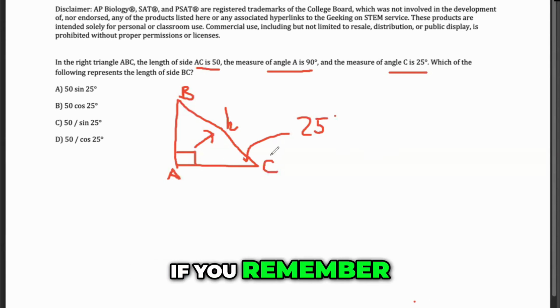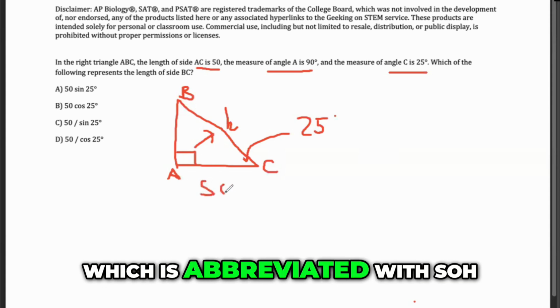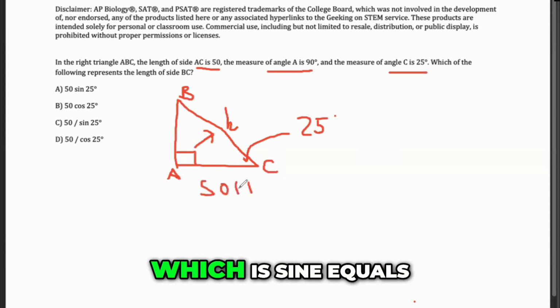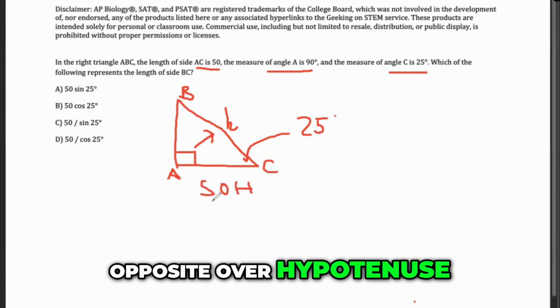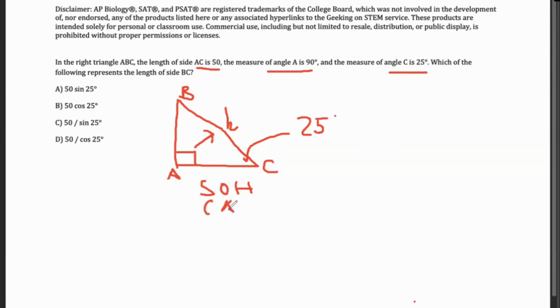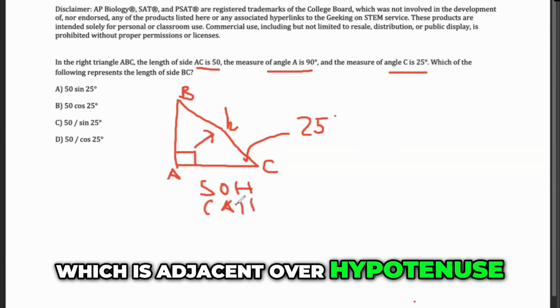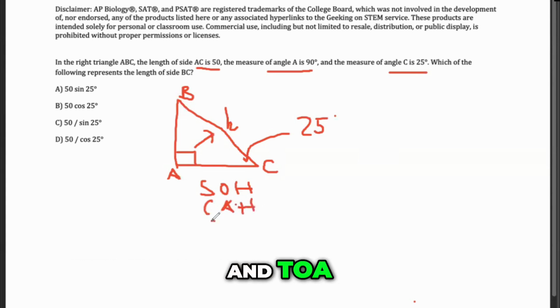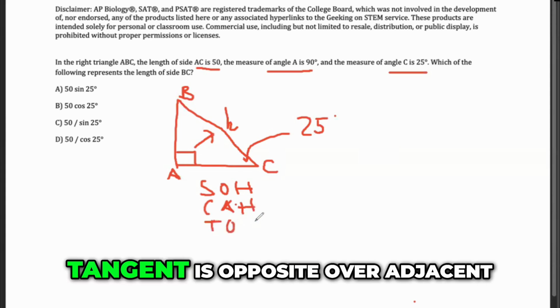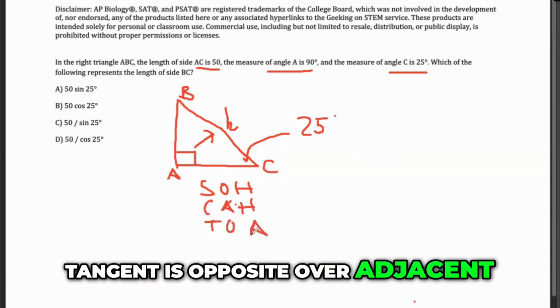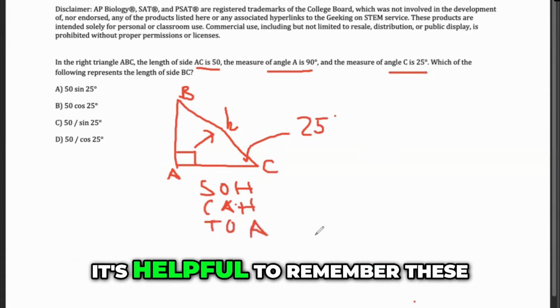So if you remember, you have your rules, which is abbreviated with SOH, which is sine equals opposite over hypotenuse, CAH, which is cosine equals adjacent over hypotenuse, and TOA, or tangent, is opposite over adjacent. Just a friendly reminder, it's helpful to remember these.